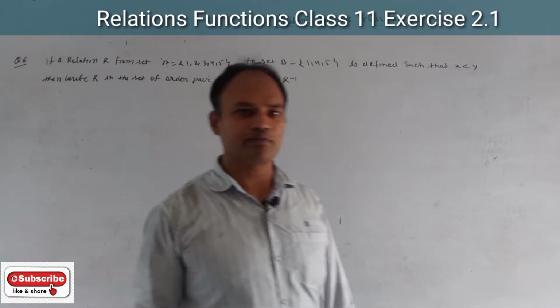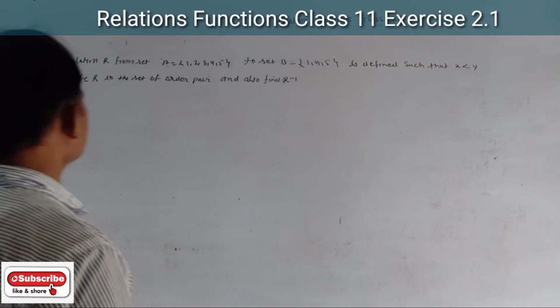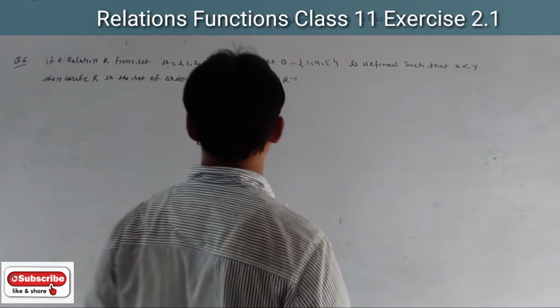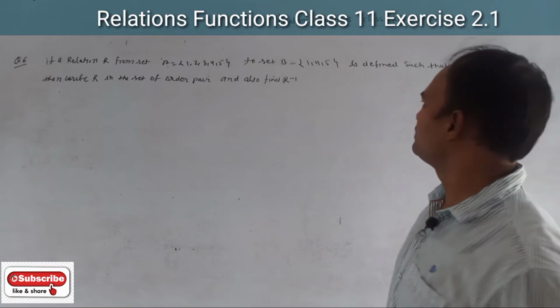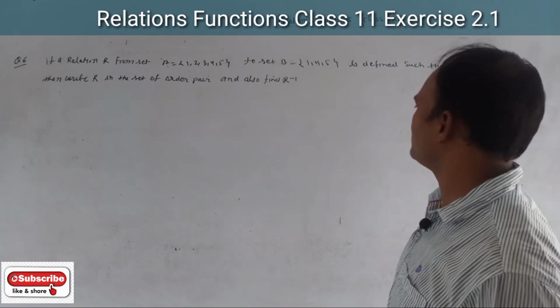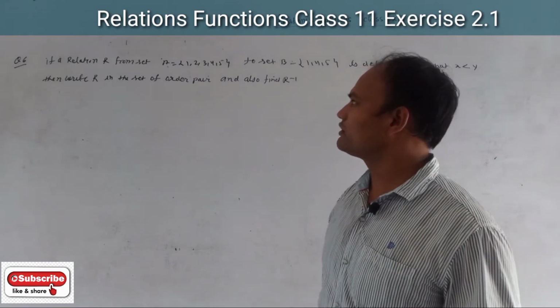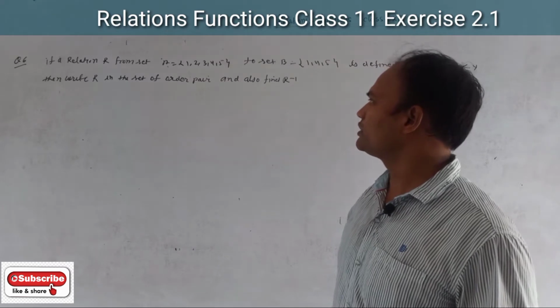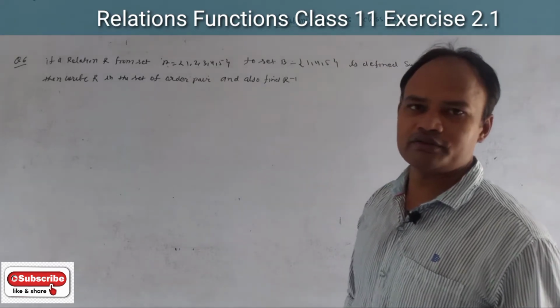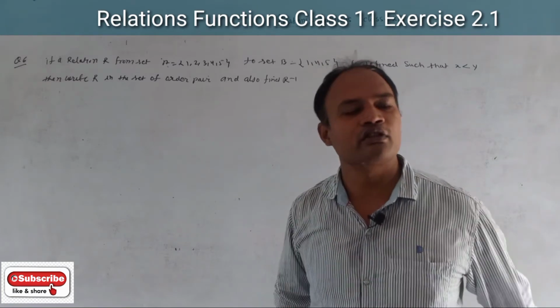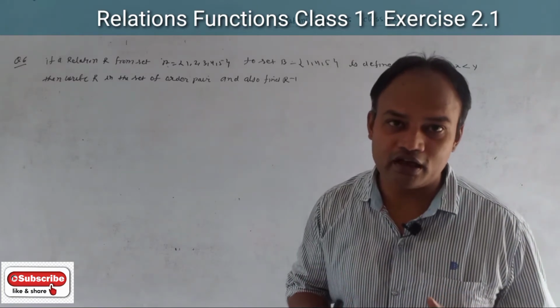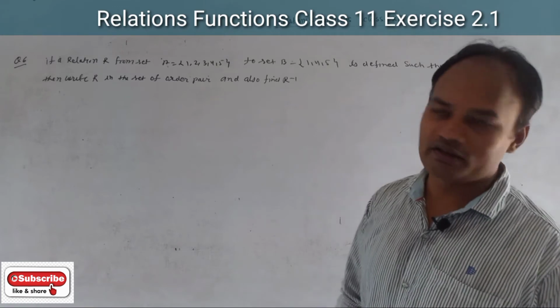Okay, friends, this is the question. If a relation R from a set A equal to {1, 2, 3, 4, 5} to set B equal to {1, 4, 5} is defined such that x is less than y, write R as a set of ordered pairs and also find R inverse. It means we have to find two things, one is R, the other is R inverse. So how can we find R and how can we find R inverse?